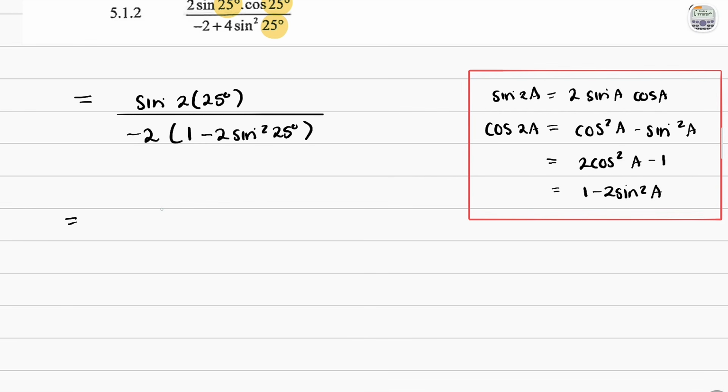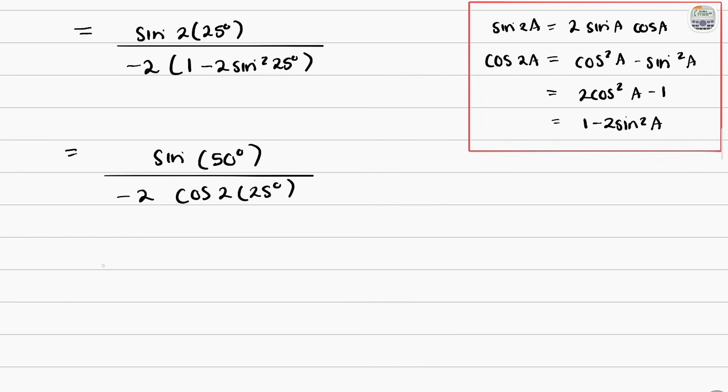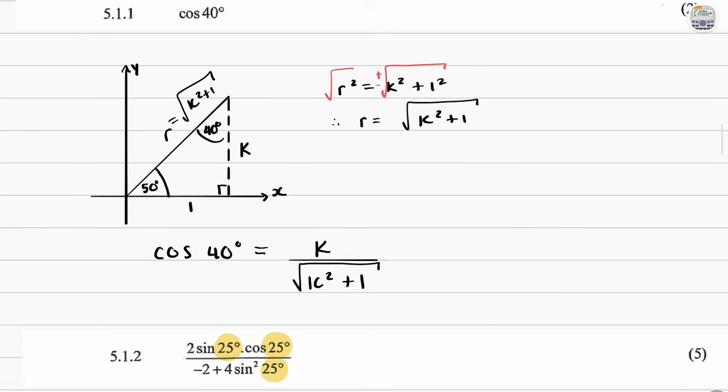Now let's simplify. We have sine of 2 times 25 degrees, which is 50 degrees, so it's in terms of 50 degrees. We can actually express this in terms of k. And then the negative 2 and this, you can see, is the identity for cos 2A. So this becomes cos 2 times 25 degrees.